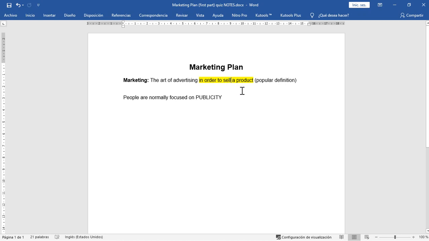In this case, it's not only a product, right? But people think that everything is normally focused on publicity or advertising. Again, I'm not saying that this is not correct. I'm just saying that this is not the only thing that is related to marketing. Now, we are going to make a definition that encompasses the general perspective of marketing.